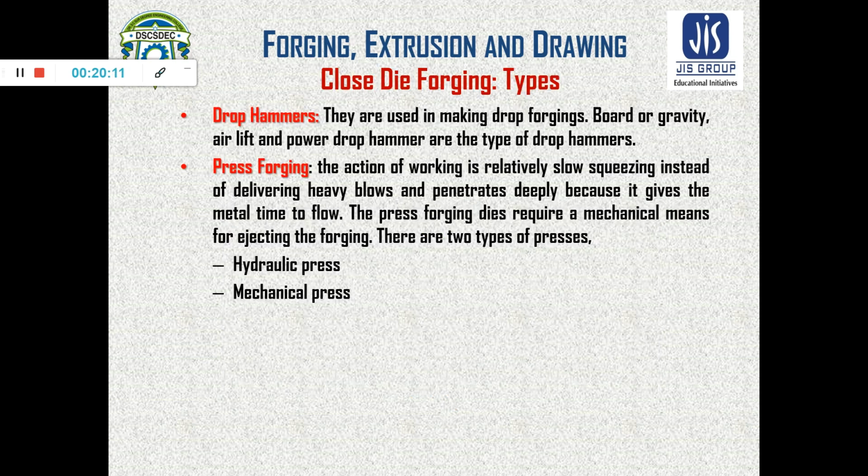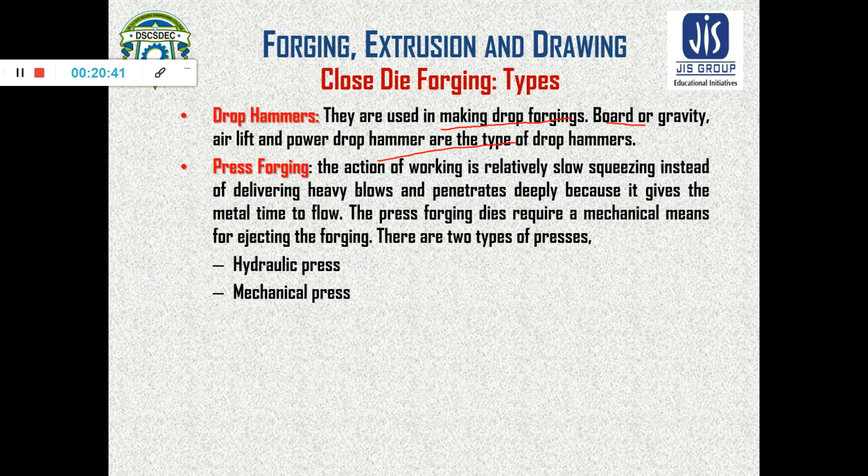Closed die forging can be subclassified into two types. First one is drop hammer, second one is press forging. Drop hammers are used in making drop forging. Gravity or air lift drop hammers are the types of drop hammer.